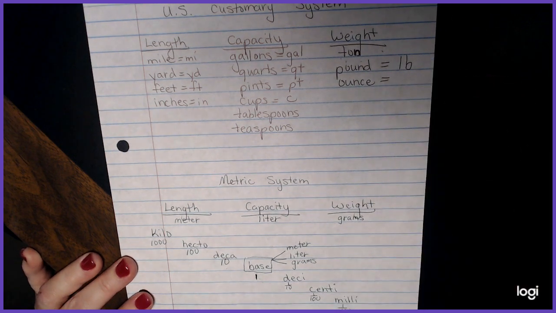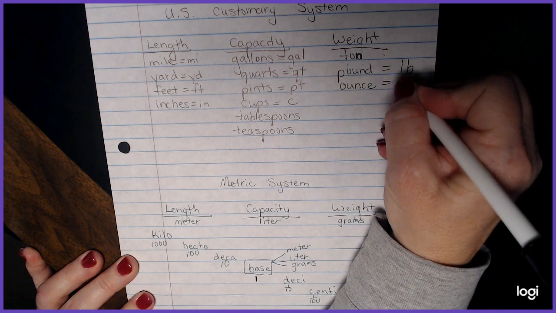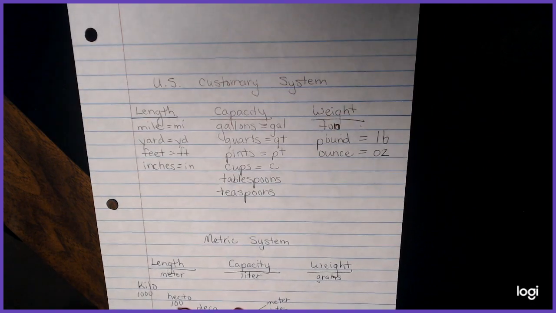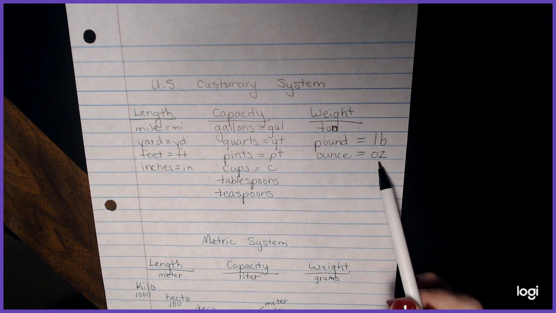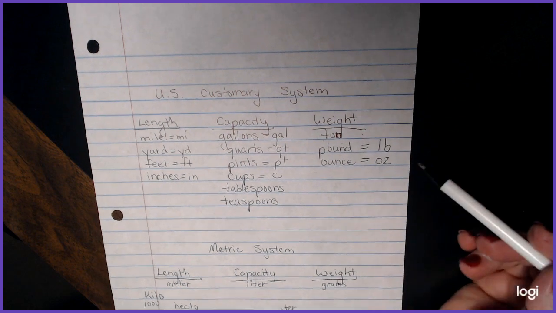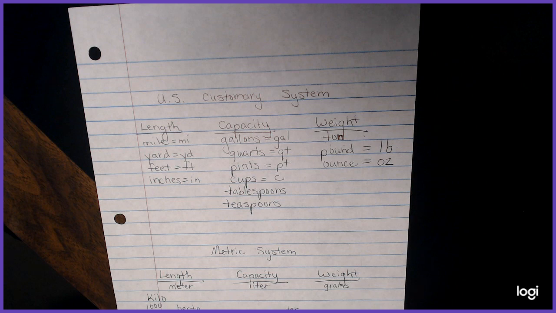Ounce, our abbreviation for ounce, we're going to put here is OZ. Let me put that down a little bit. All right, ounce, as you can see, has a Z in it. I do know that it comes from a Latin word, and I think it was onza or something. So these are kind of just different, so we just memorize what their abbreviations are.